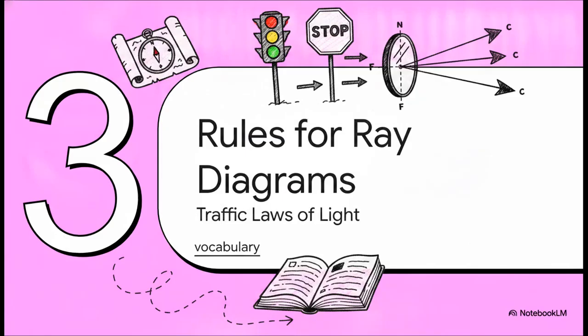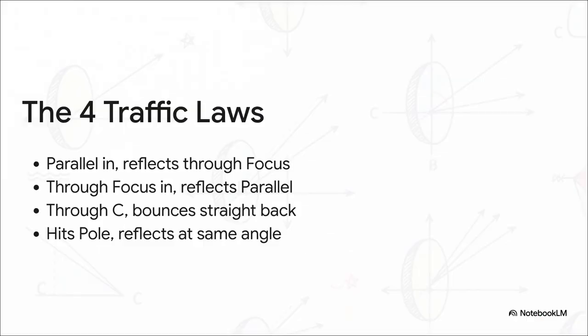Section 3. Rules for ray diagrams. We've got our map, we've got our vocabulary, now we're going to learn the undeniable traffic laws of light rays. And you know what's really cool? Notice how beautifully simple these geometric rules are to memorize for a concave mirror. Law 1, a ray coming in parallel to the principal axis will absolutely always reflect through the focus. Law 2 is the exact reverse. A ray passing through the focus will reflect out parallel.